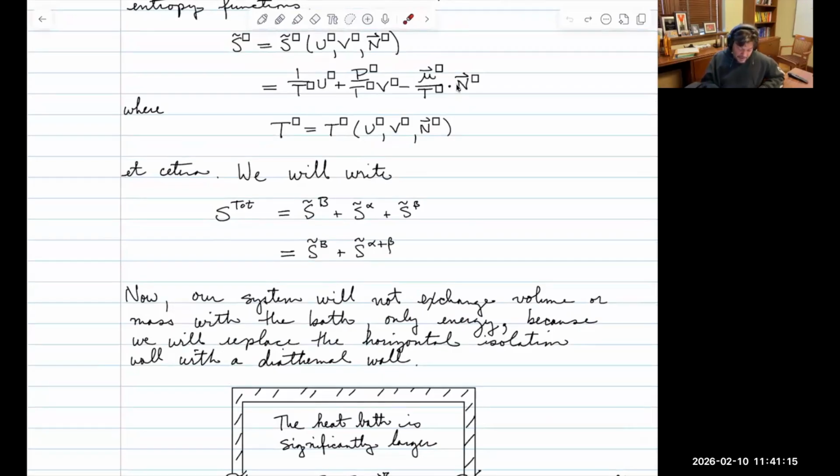The total entropy of the system is going to be the entropy of the bath plus the entropy of alpha plus the entropy of beta. So once we remove the constraints, then a new equilibrium is going to be established. And how do we know what this equilibrium should be? This new equilibrium should be the maximum of this new entropy function, subject to any constraints that we have in the system.